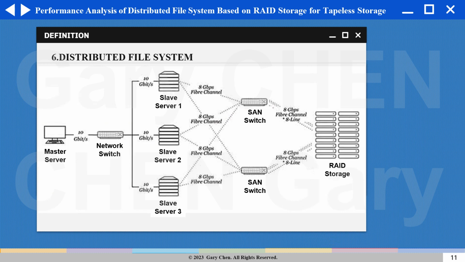The DFS architecture just mentioned will be applied to this research, and it will look like this architecture diagram. There are 4 servers, 2 types of switches, and RAID storage. The details will be introduced in the following slides.